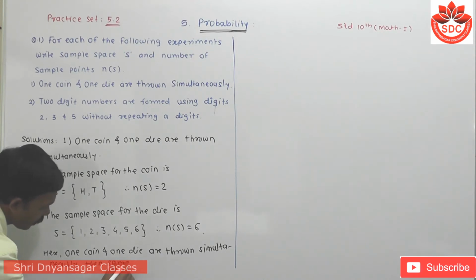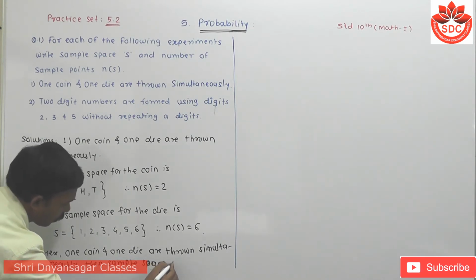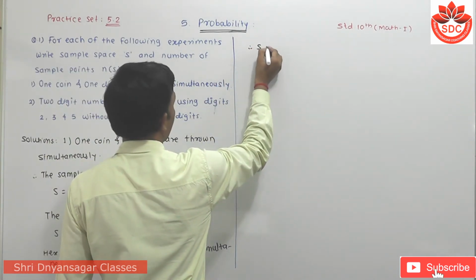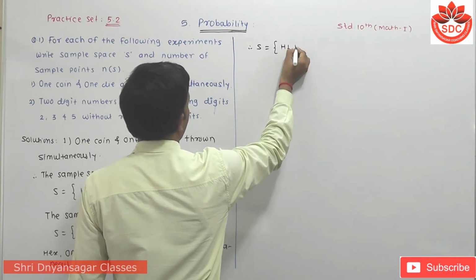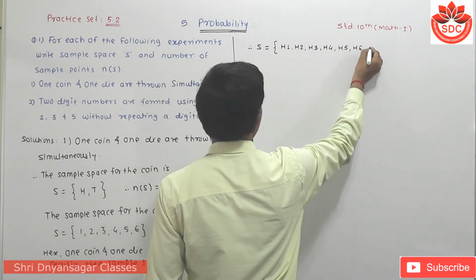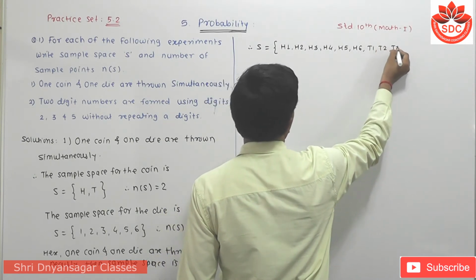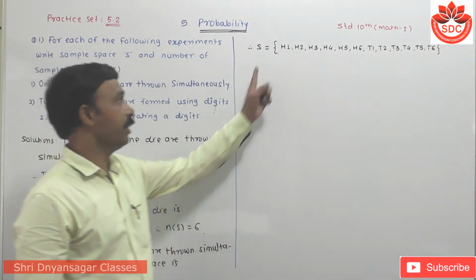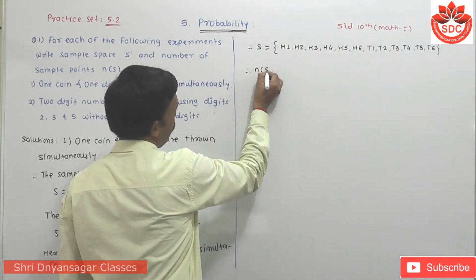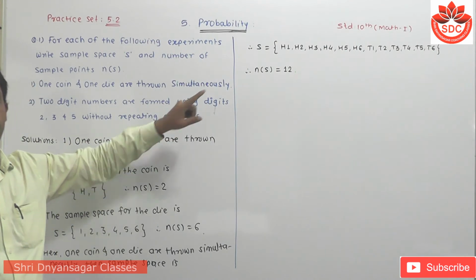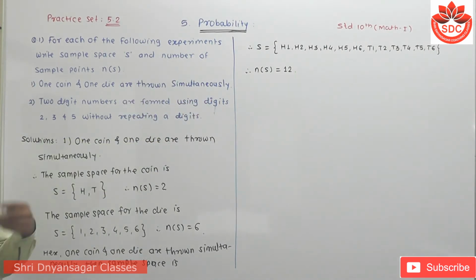Then the sample space is S = {H1, H2, H3, H4, H5, H6, T1, T2, T3, T4, T5, T6}. The total number here is 6 plus 6, which is 12. So when one coin and one die are thrown simultaneously, the number of sample points is 12. Then we take the second one.